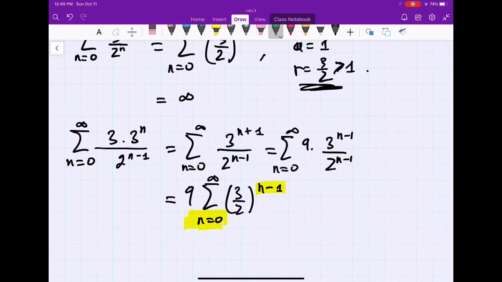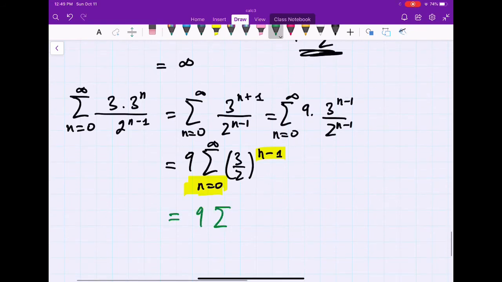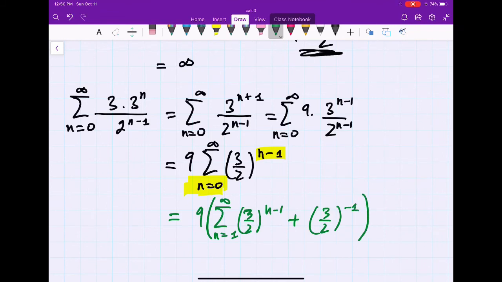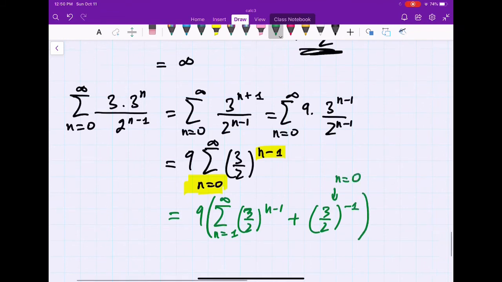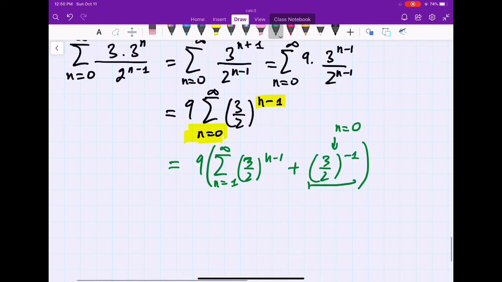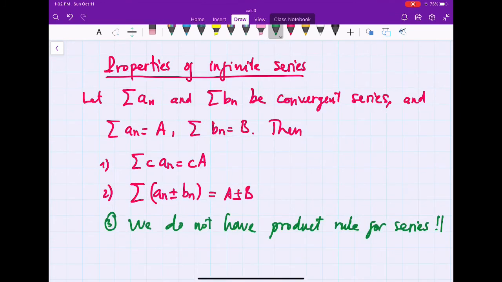You may write it like this: 9 times the sum for n from 1 to infinity of (3 over 2)^(n-1), and then plus (3 over 2)^(-1). This is the term for n equal to 0. You see that? So this is a finite number that will not affect the convergence of the series. But this series diverges because in this case r is 3 over 2, bigger than 1. Does that make sense?